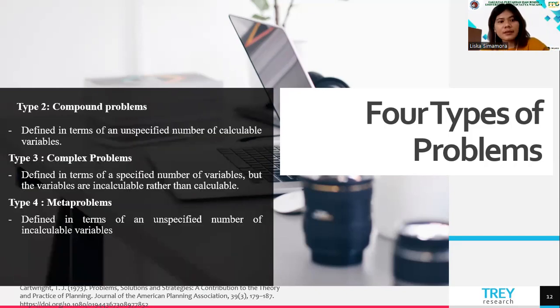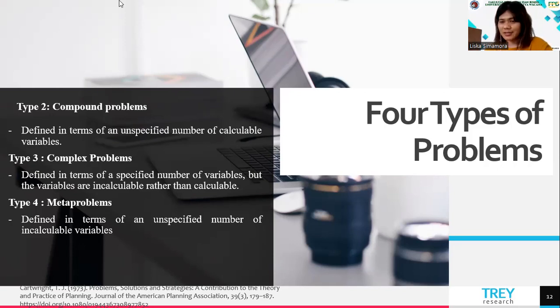Next, the second type of problem is the compound problem. So in these compound problems, let me read the definition first. Defined in terms of an unspecified number of calculable variables. So you can directly feel the difference between simple problem and compound problem. It says here an unspecified number of calculable variables.